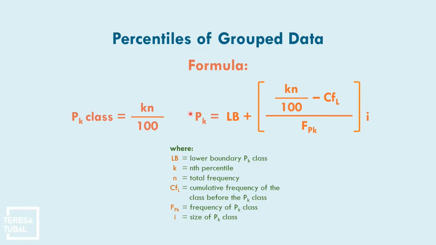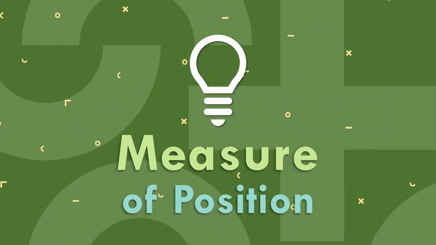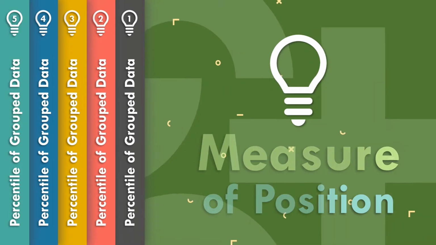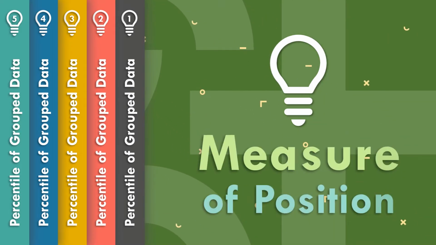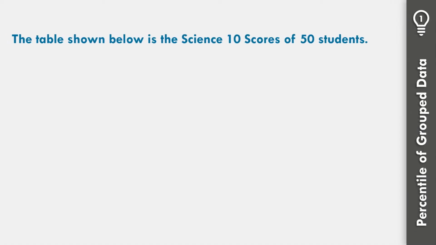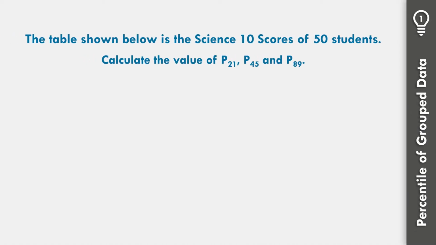But before we use the percentiles of group data formula, we first need to identify the P sub k class. The formula is k times n all over 100. So let us see example number 1. The table shown below is the Science 10 scores of 50 students.